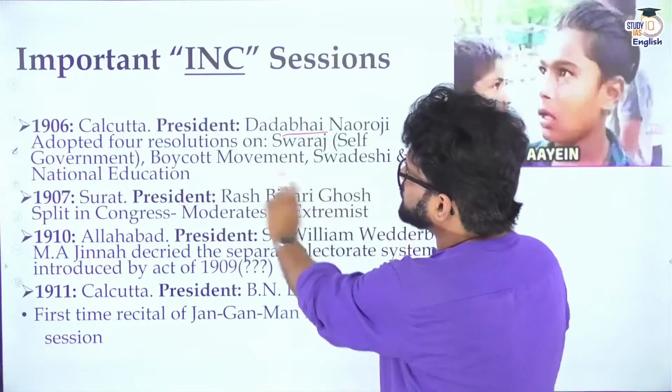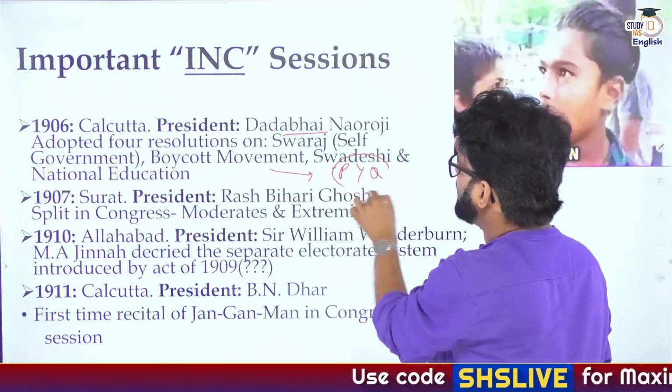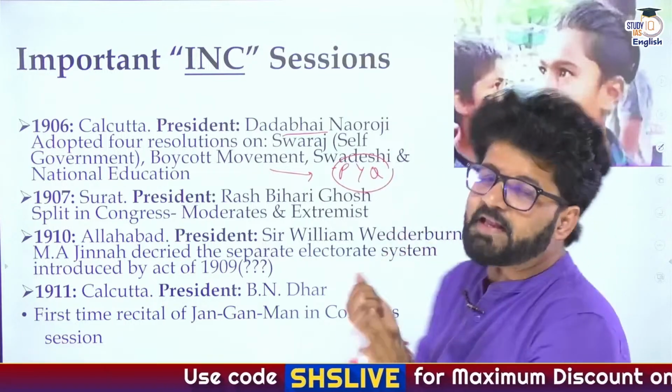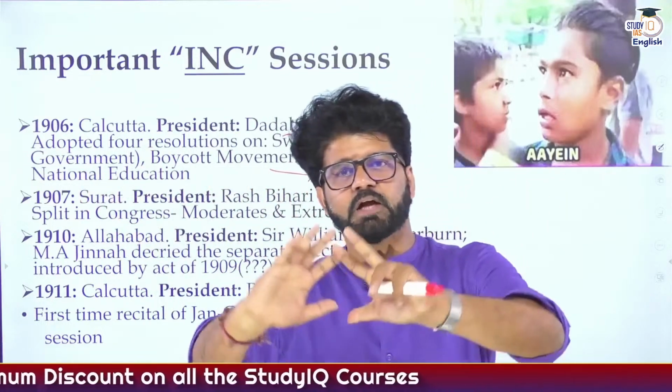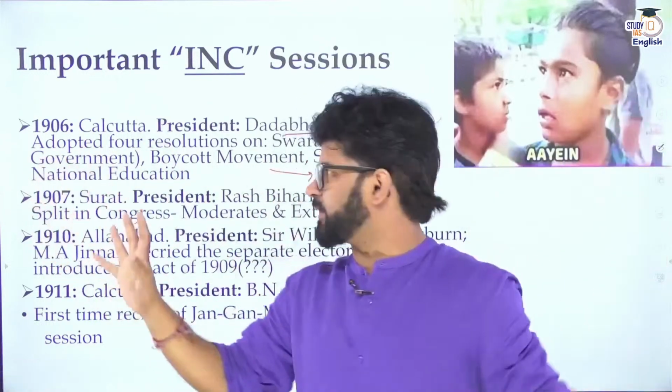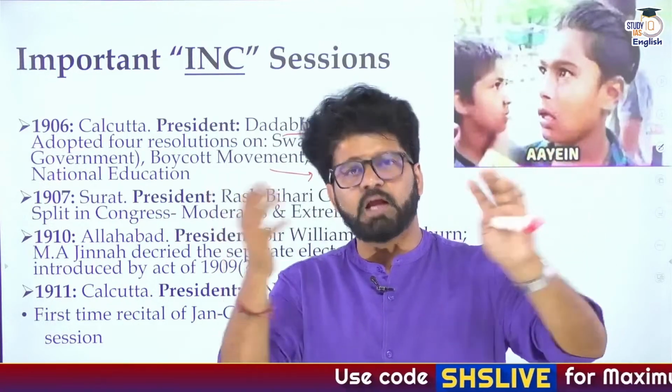Four resolutions on Swaraj, boycott, Swadeshi and national education. Again, a UPSC PYQ has already been asked on this. Why is this guy saying this again and again? Because if you read modern history, you will realize the Grand Old Man of India, Dadabhai Naoroji, is yatra tatra sarvatra. That means he is omnipresent. He's everywhere. So that is the question which arises, that Dadabhai Naoroji is anywhere and everywhere.